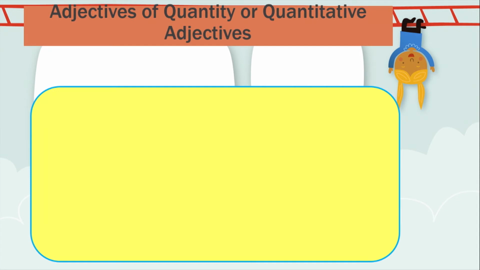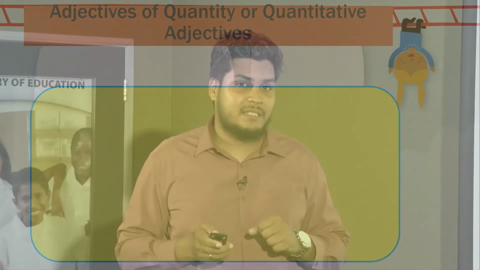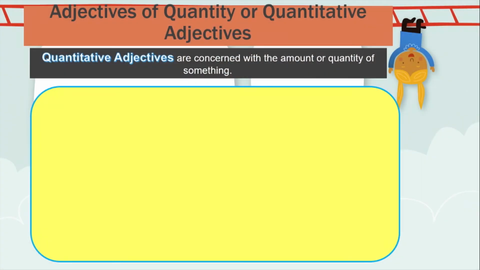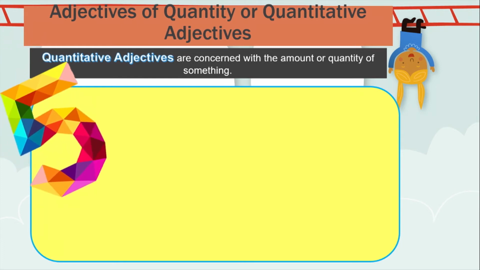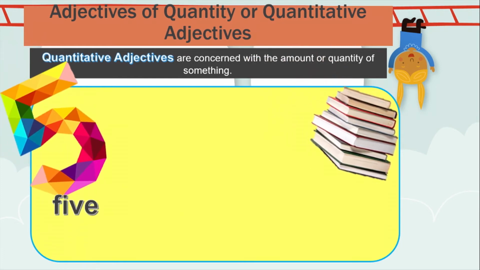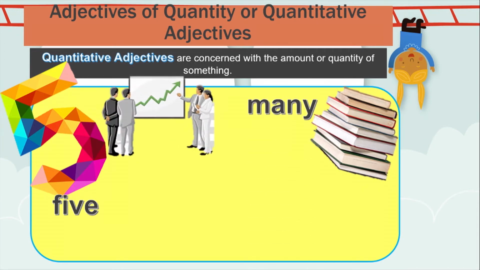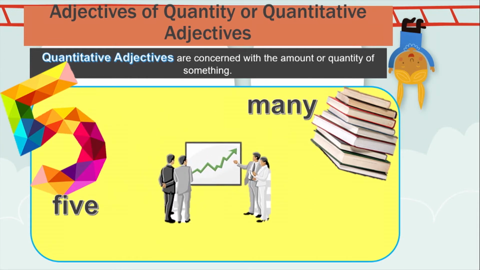So let's go. We have adjectives of quantity or quantitative adjectives. Say that for me. It's a bit of a mouthful. Quantitative adjectives. Good. And what are they? Read it for me. They deal with the amount or quantity of something. Very good. So we have numbers. And then there are things that we may not be able to count. So we say many when we're unsure of the amount. If we're sure of the amount, we can use an actual number: 5, 100, 10,000. But if we don't know the accurate figure, we can say many, few.